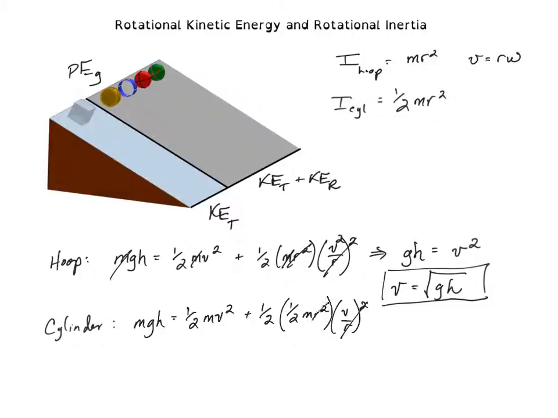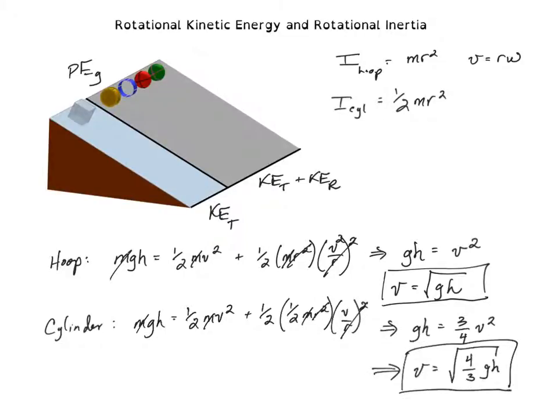Now I'm going to simplify this algebraically again. My r squareds are going to cancel out. Again, my masses are going to cancel out on both sides. So that's going to leave me with gh is equal to 3/4 V squared. So I end up with the translational velocity of that cylinder being the square root of 4/3 times gh. So what are we seeing here? We're seeing that the cylinder is going to reach the bottom first because it has a greater translational velocity at the bottom of the ramp.